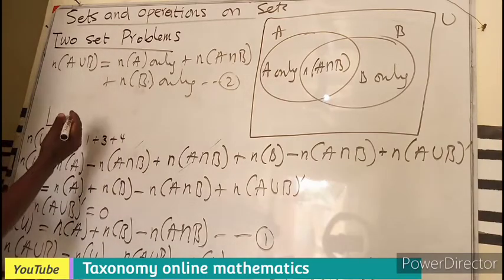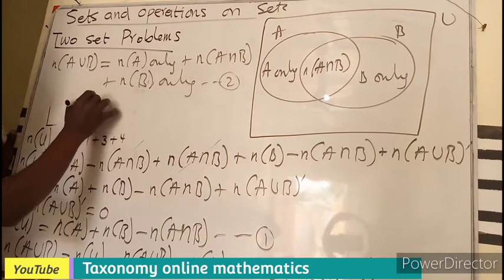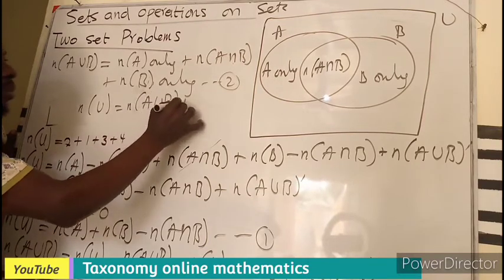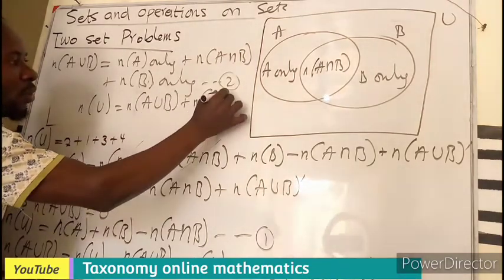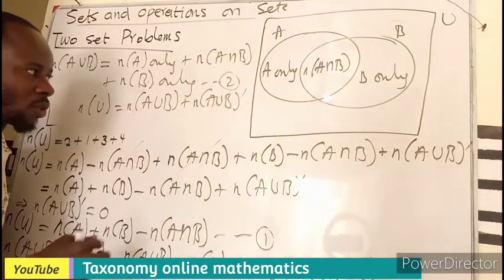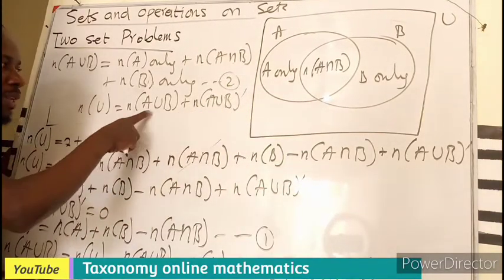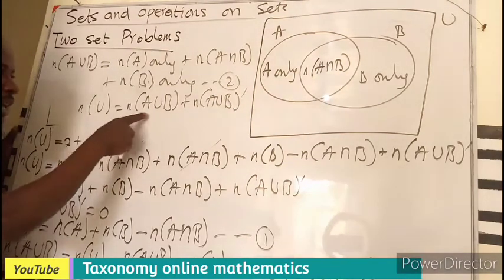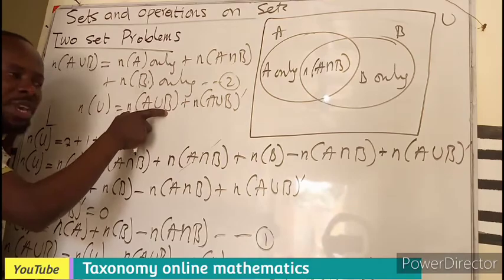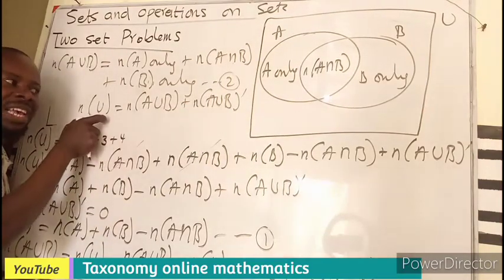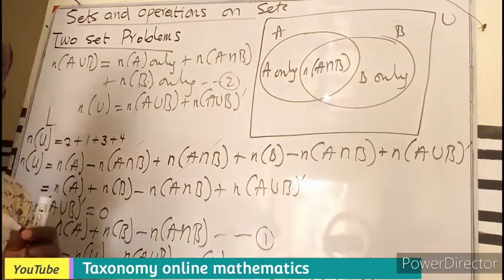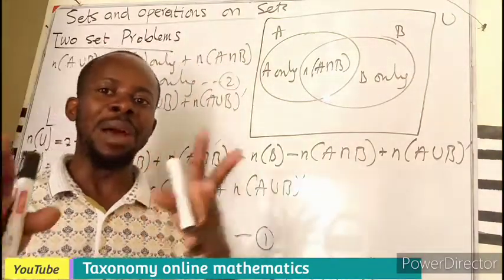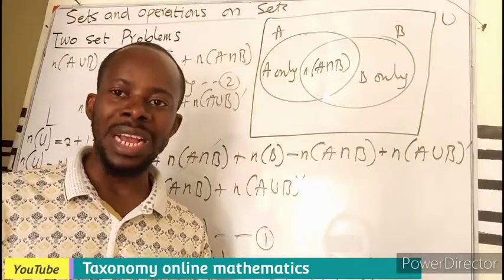Don't also forget that we can say that number of U equals to number of A union B plus number of A union B complement. So if the complement is given, if I add the complement to the union, I should get a universal set. Or if I'm looking for the A union B, if I subtract the complement from the universal set, I should get my A union B. I believe you get the concept. Good. Let's see how we can apply these principles in calculation.